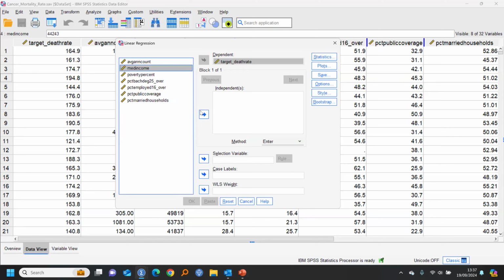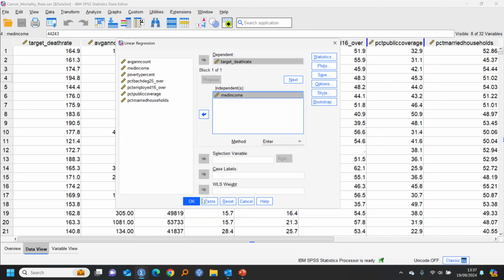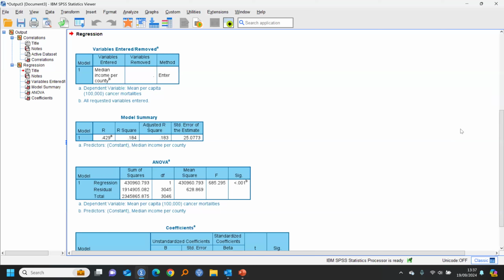Actually, no, I'll use median income because that's a better illustration of something I want to illustrate. If I click OK at that point, I'll be able to walk you through the basic output of this particular linear regression that we're running, and we'll see the default tables that it produces. So I'll click OK at that point.